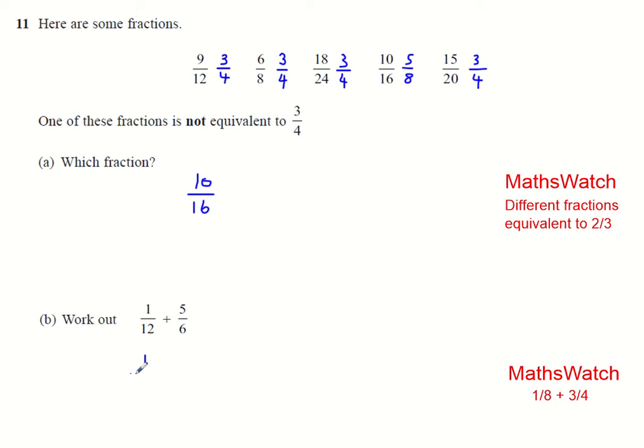So 1 over 12 actually doesn't need to change in this case, but the 5 over 6, we need to turn that 6 into a 12. Well, to turn 6 into 12 we need to multiply it by 2, and if we multiply the 6 by 2 to get 12, we also need to multiply the 5 by 2 to get 10. Once those fractions have the same denominator, a common denominator, we can just add the numerators, the top numbers together. So 1 plus 10 is 11, and the bottom number of the fraction does not change. So 1/12 plus 5/6 is 11/12.